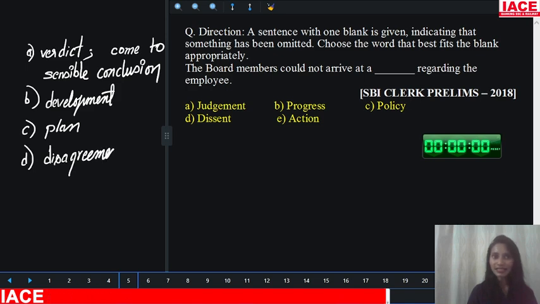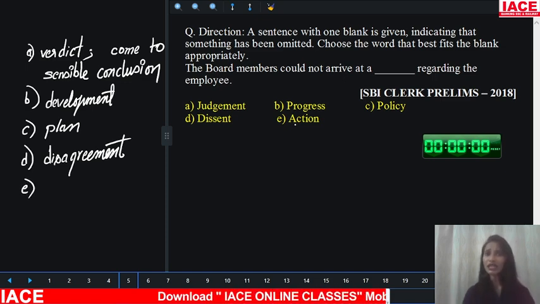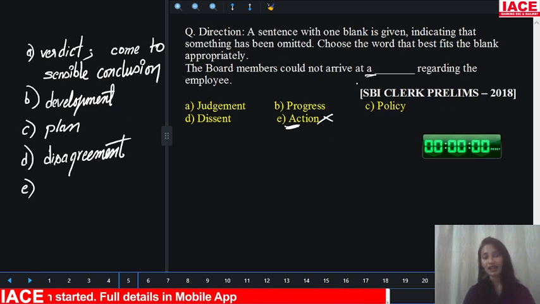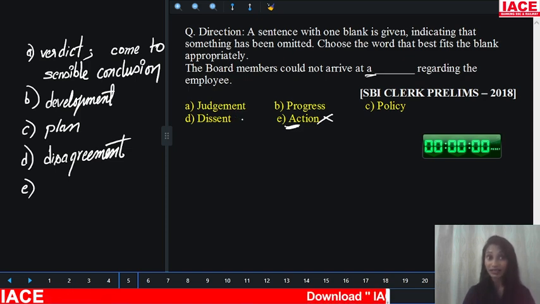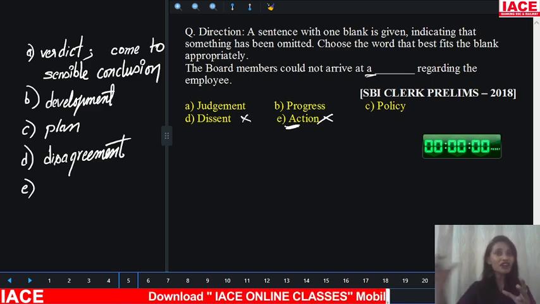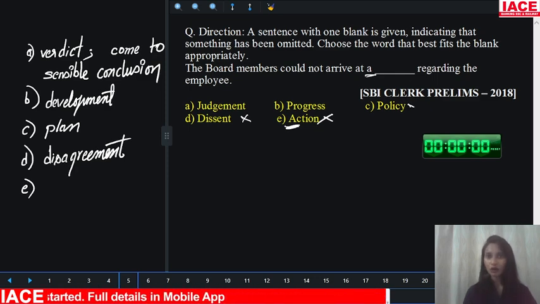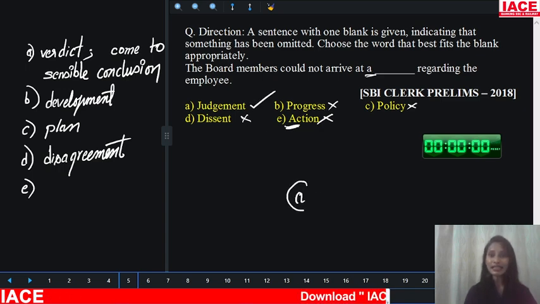Like assent, opposite, dissent, disagreement. Okay, next, E, action, right? And you can straight away eliminate action from the options because action starts with a vowel and cannot go with a. It should be an action, right? So we can eliminate. Now, what should it be? The board members could not arrive at a disagreement. We are not talking about disagreement. We are talking about some conclusion regarding an employee. What they have to do with him, right? So that doesn't give the sense of disagreement, so eliminate. Policy, arrive at a plan, no. Progress, development, no. What should it be? Judgment. The board members could not arrive at a judgment regarding the employee. Your answer is option A.